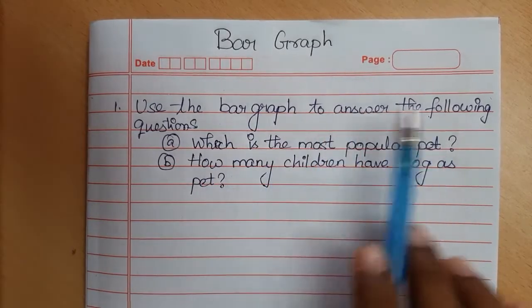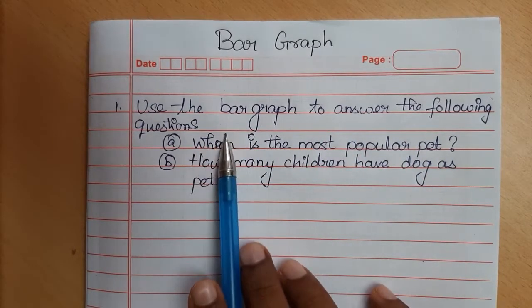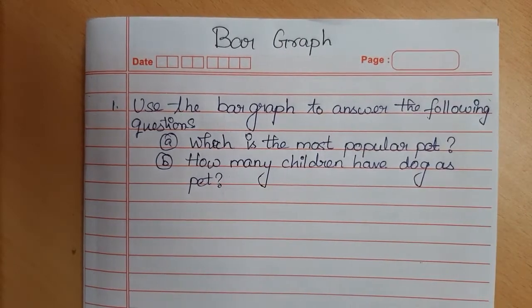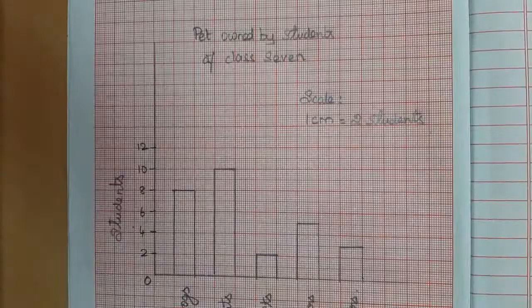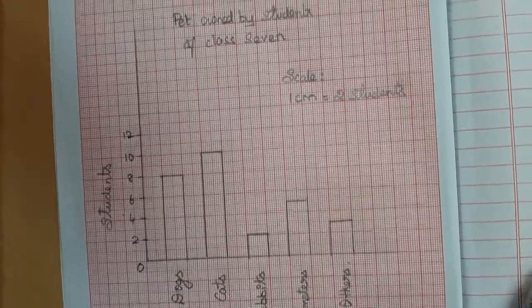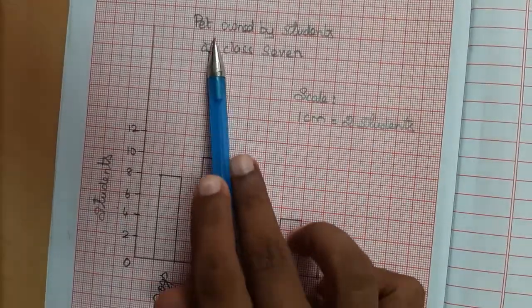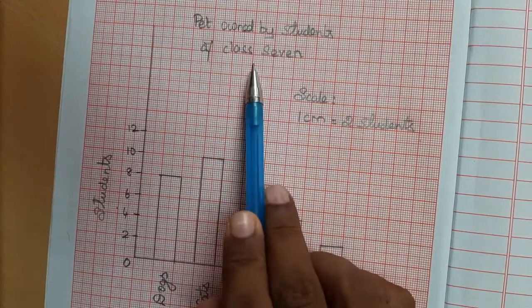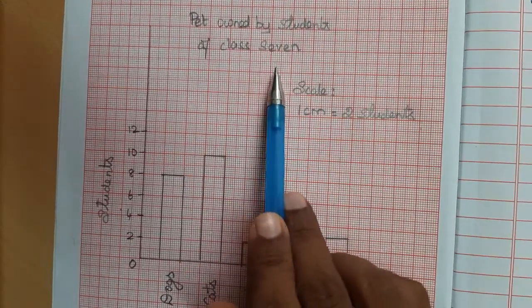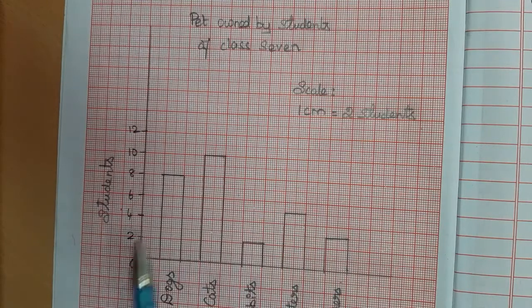Use the bar graph to answer the following question. The bar graph is given, so we have to use it. First we will read the bar graph and then we will answer the questions. This is the bar graph given. It shows pets owned by students of class 7. Class 7 students have these pets, and they are given in the bar graph.